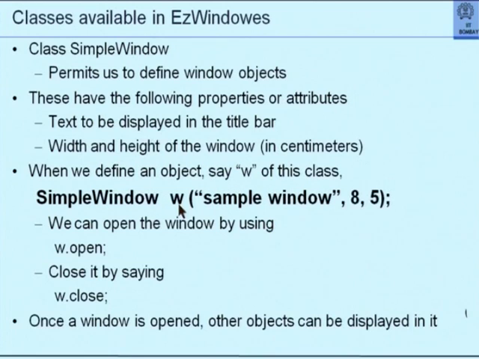Once you define an object called W, all the member functions of that class can operate upon that W. So W.open is a function. W.close is a function. Here I have specified something called width and height, but you can also specify the position where this window should appear. If you don't prescribe the position, there is a default. Incidentally, when you download EzWindows, there is a whole lot of documentation available which describes every class, every member function of the class, the meaning of the parameters in those member functions, what the behavior is, what the return values are, etc. I would suggest that you read that entire manual first as a storybook and then attempt to execute some of those programs, some of those features.